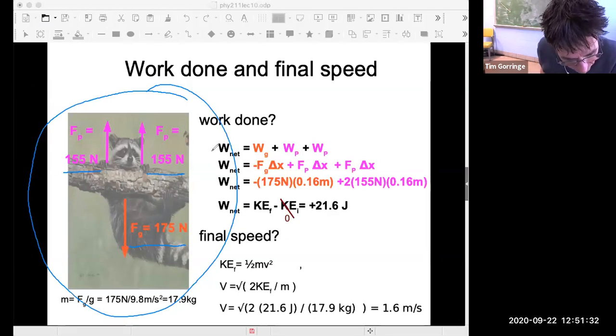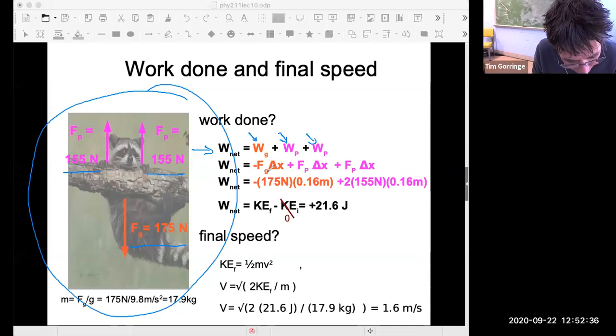So let's do that. I'll go over here to this starting point. The net work that's done on the raccoon's body, which is the work related to the kinetic energy change, is the sum of the works done by the individual forces. There are three forces in my picture: the force of gravity here in orange, and then in this nice magenta, the work done by the pull of the left and right paws of the raccoon. So we've got three forces doing three amounts of work. Let's add them up. The work done by a force is the size of the force times the displacement times the cosine of the angle between the motion and the force. And so I then fill that in.